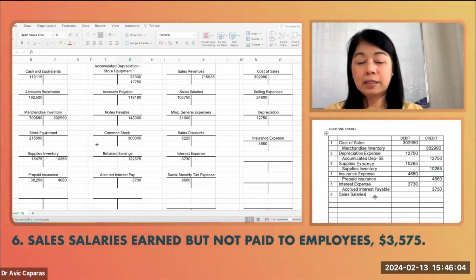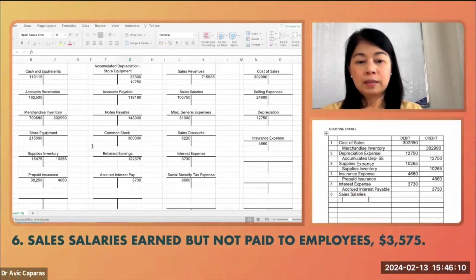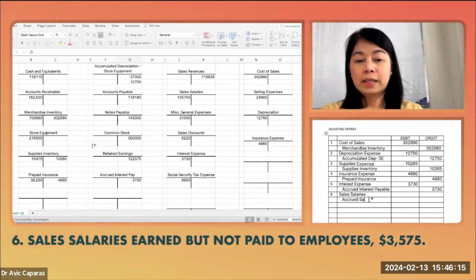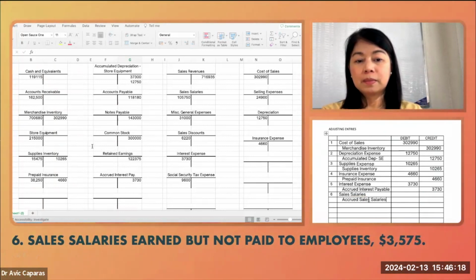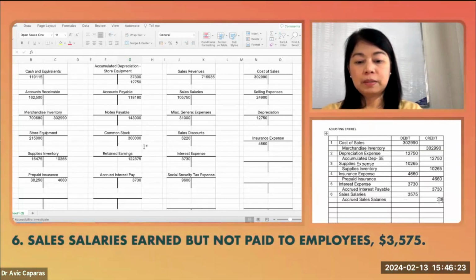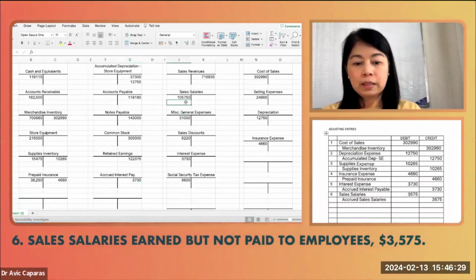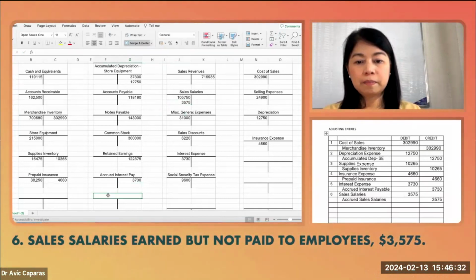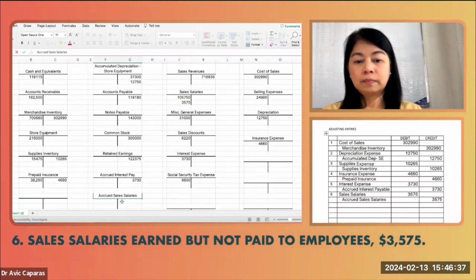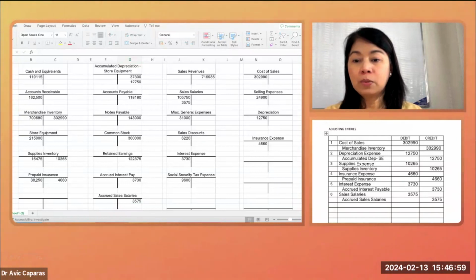And then we will recognize sales salaries payable or accrued sales salaries, 3,575. Okay. So sales salaries somewhere here, 3,575, and then accrued sales salaries, 3,575.